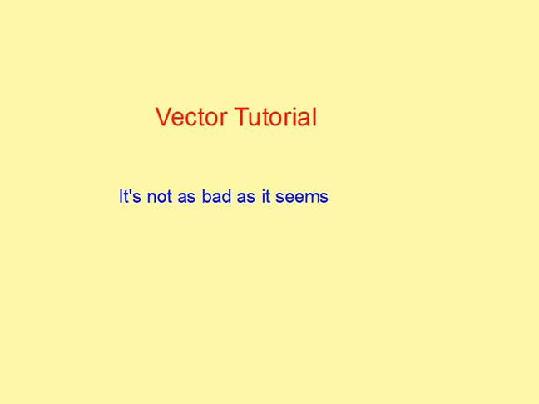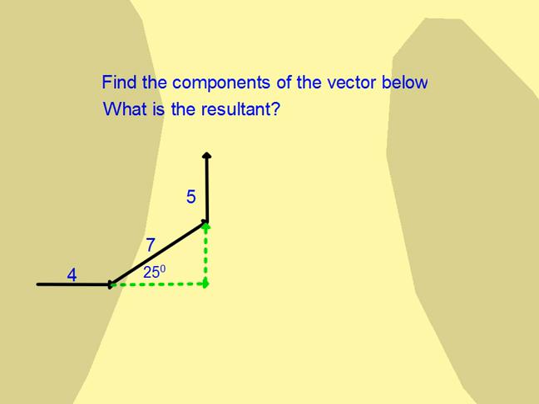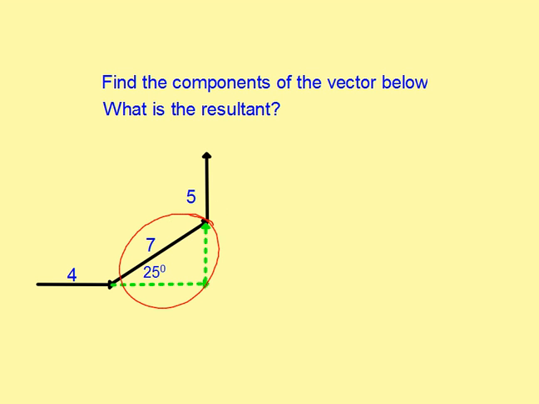I'm going to start right where we left off from installment number one, and move into this problem. What are the components of the vector below, and what is the resultant? So we're going to work on this part right here because the other part's pretty simple. Looking at the magnitude of the hypotenuse, we need to find the y component and the x component.